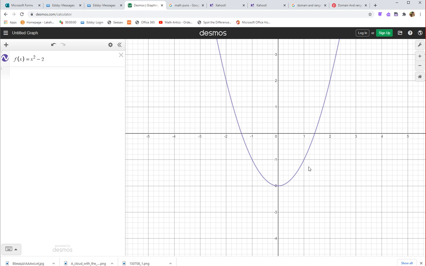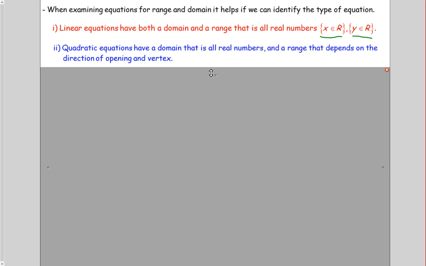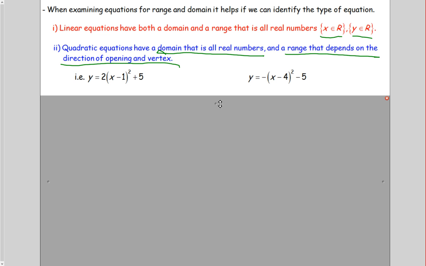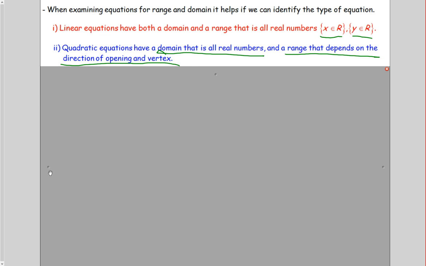Okay, so you have to kind of think about the shape, and Desmos is going to help us by allowing us to graph it and see it. So when you've got a quadratic, our domain is all real numbers, and the range depends on the direction of opening and the vertex, right, where those things are. So let's have a look at a couple examples here. Let's look at this one first.